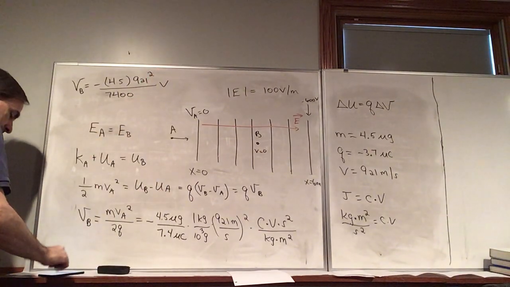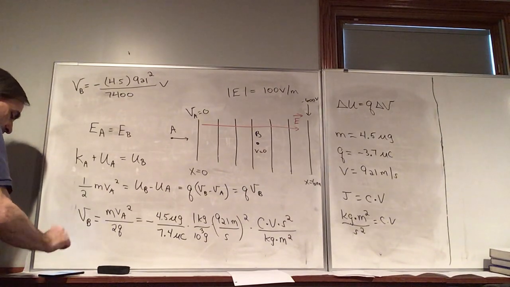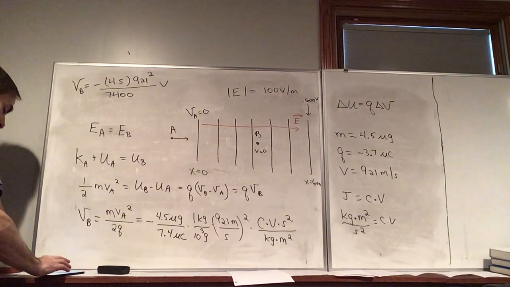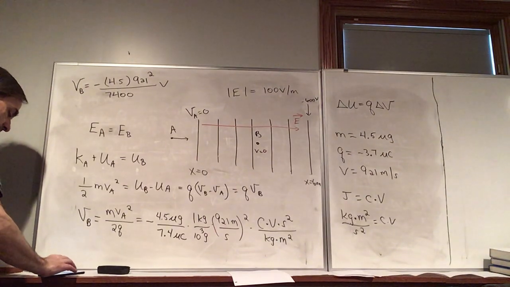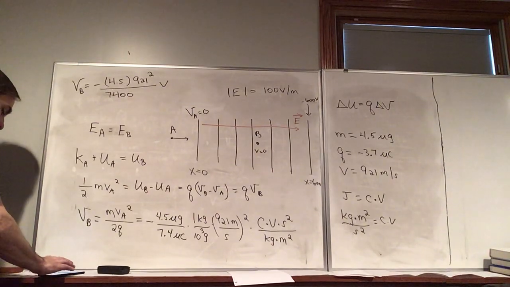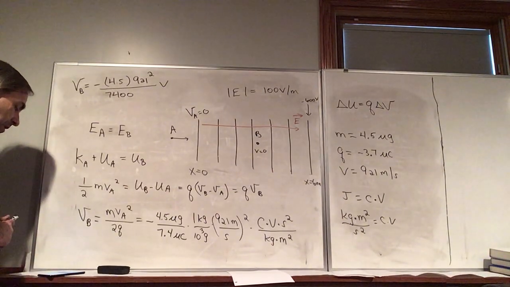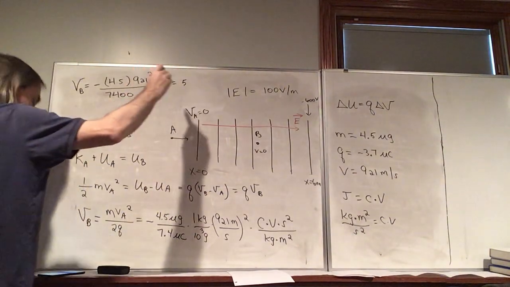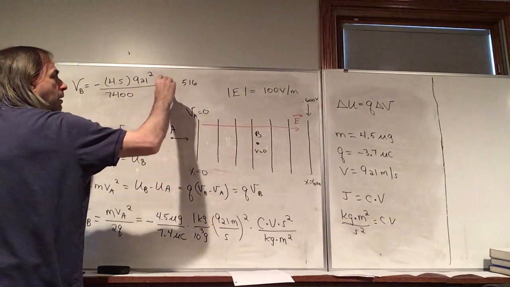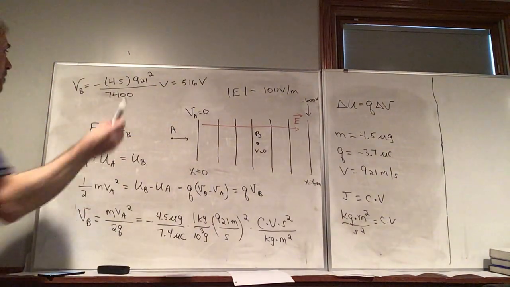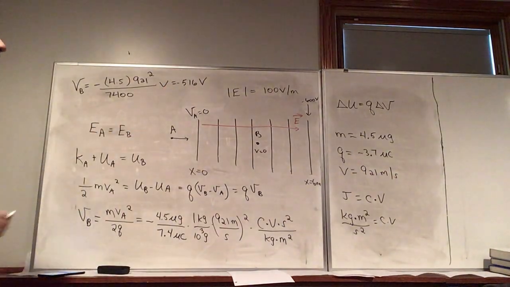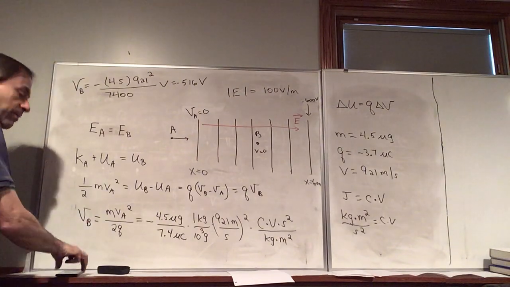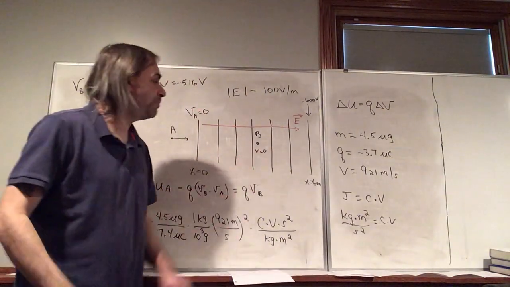So let's do that. I do 921 squared first. That's 848,241 times 4.5. And then divided by 7,400. So what I'm getting is 516 volts. Minus 516 volts. Okay, so that would be the potential at point B where it stops.